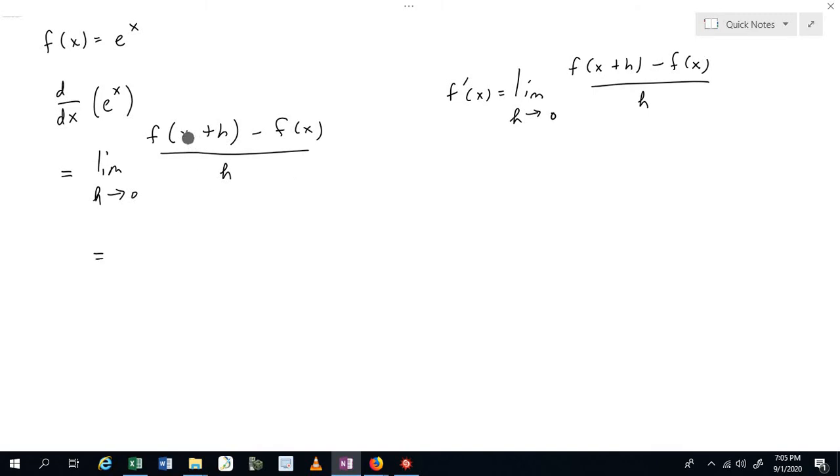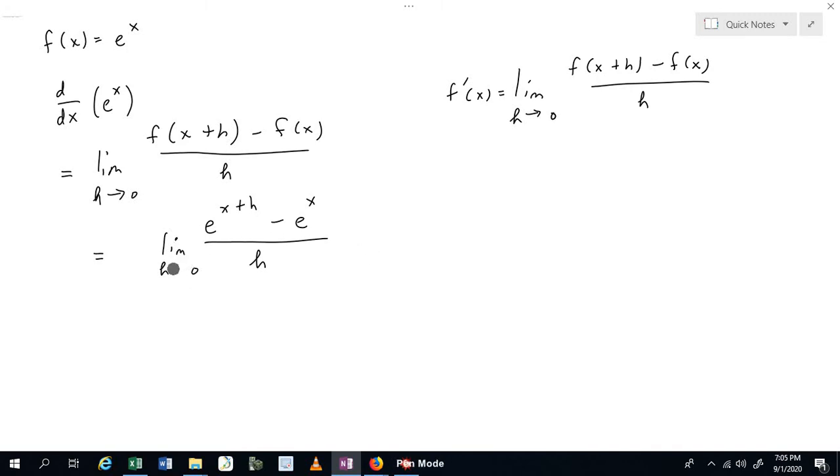Okay, well, what's f evaluated at x plus h? Okay, well, what happens when you plug a number into this function, like 3? Don't you get e raised to the third power? So if you plug x plus h in, aren't you going to get e raised to the x plus h power? So that's f evaluated at x plus h. Okay, minus f of x, which of course is just e to the x, all over h, and then we find the limit as h goes to 0.